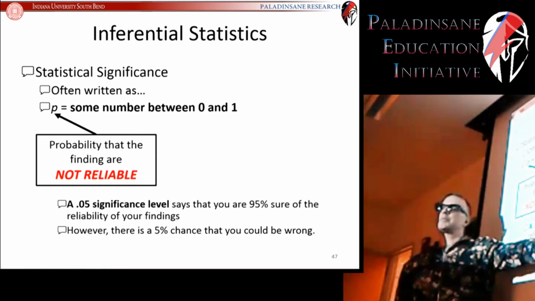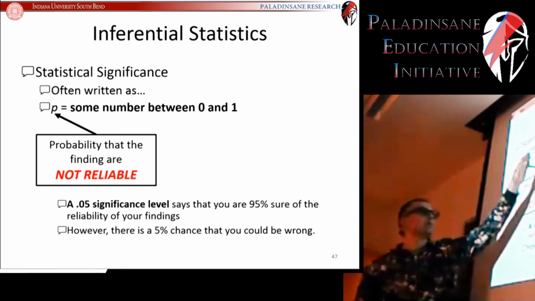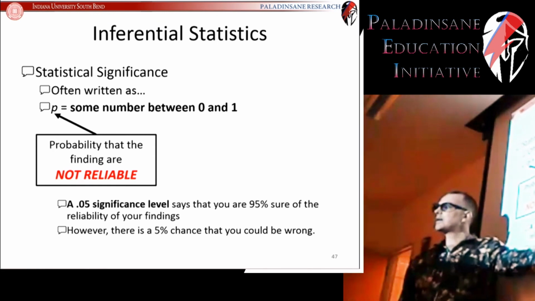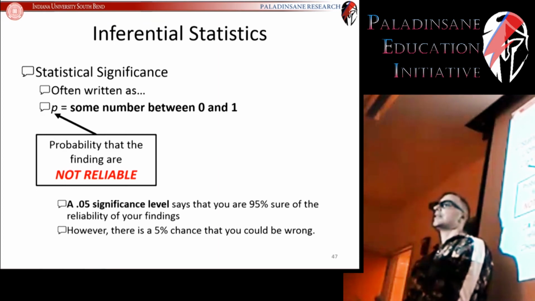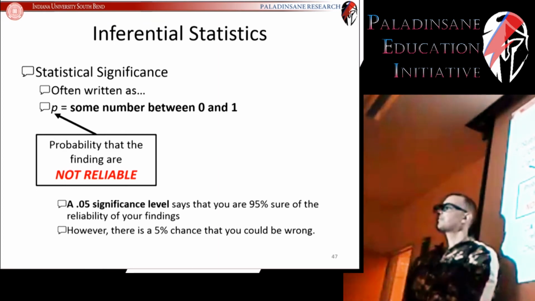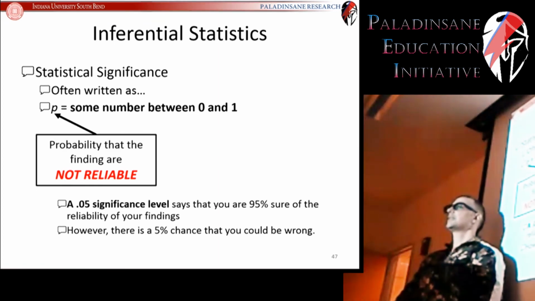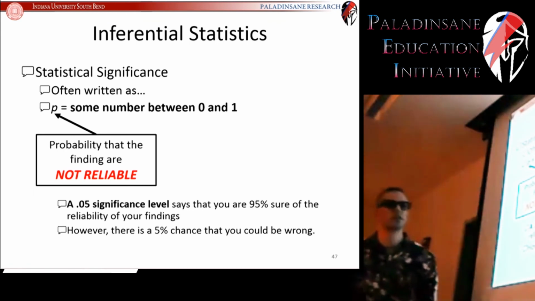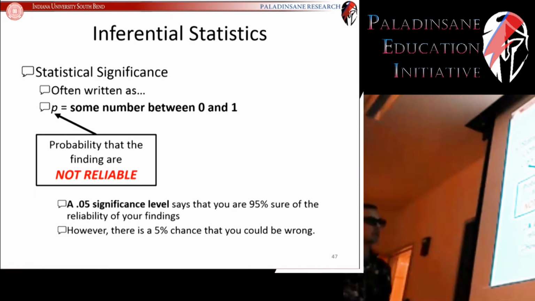So 5% is my line in the sand. If my p-value comes in under 5%, then I'm willing to take that risk. If my p-value comes over 5%, I'm not willing to take that risk, and I'm not going to say that there's a difference. And that's inferential statistics in a nutshell.